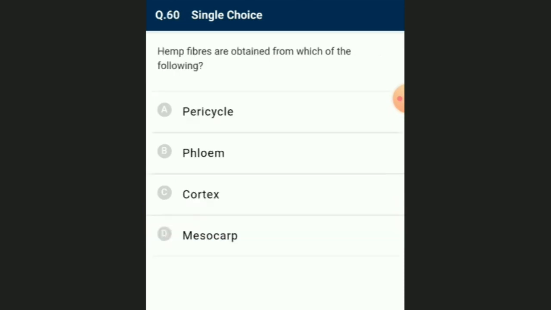Question number 60. Hemp fibers are obtained from which of the following? Hemp fibers are a kind of bast fiber which are multicellular and situated in the cortex of the stem, encircling the core, cambium and xylem layer. The fibers are made of primary and secondary single fibers and usually take a pericyclic form. So the answer is cortex, option C.